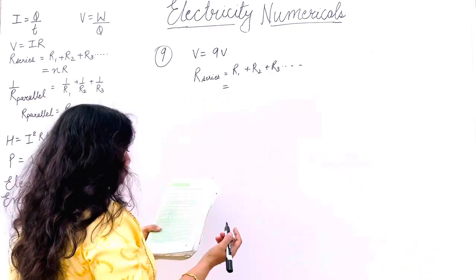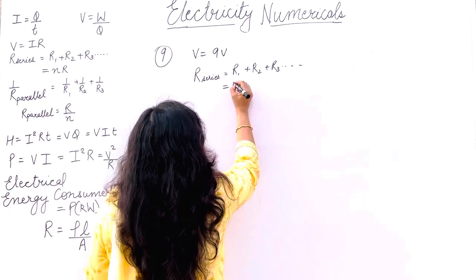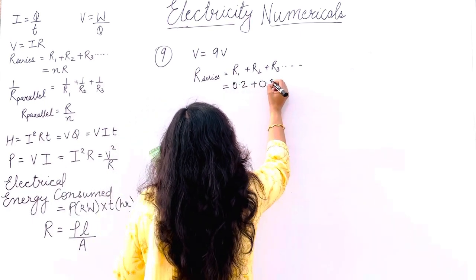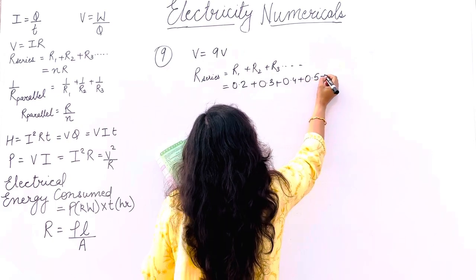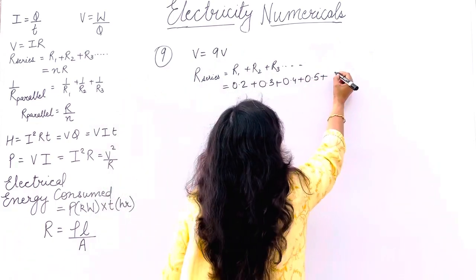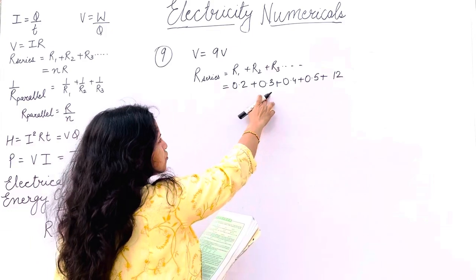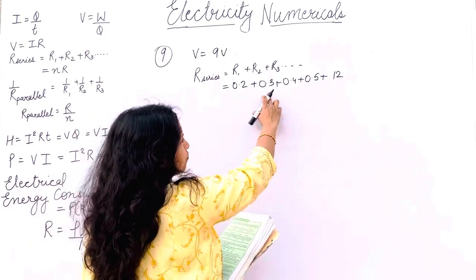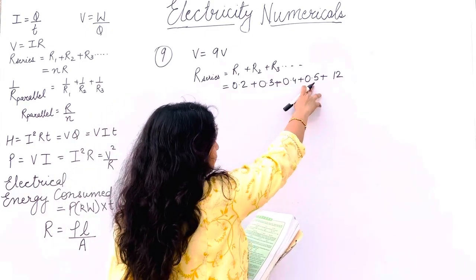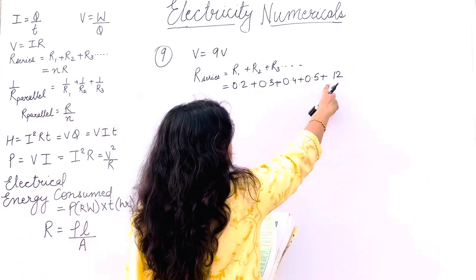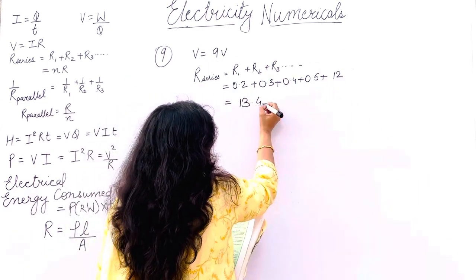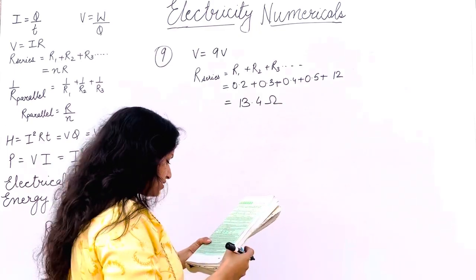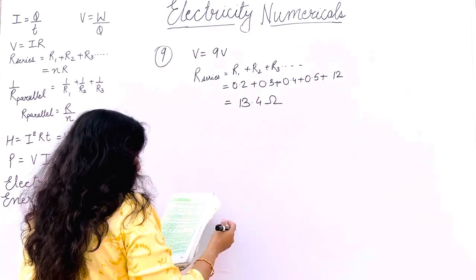So let's find out the total resistance. It's 0.2 plus 0.3 plus 0.4 plus 0.5 plus 12. So 0.2 plus 0.3 makes 0.5. 0.5 plus 0.5 becomes 1 ohm. 1 plus 12 is 13, 13.4. So it's a total of 13.4 ohm resistance that we have. Now we have to find out the current.